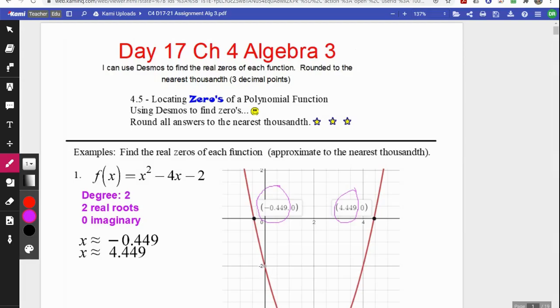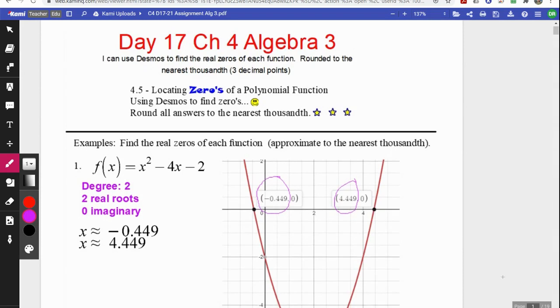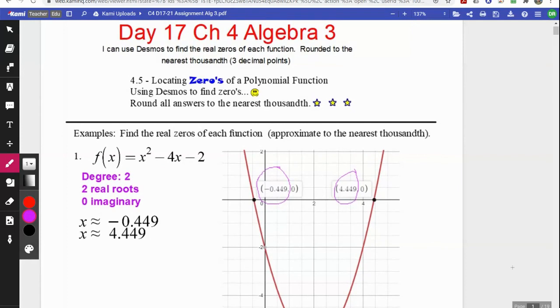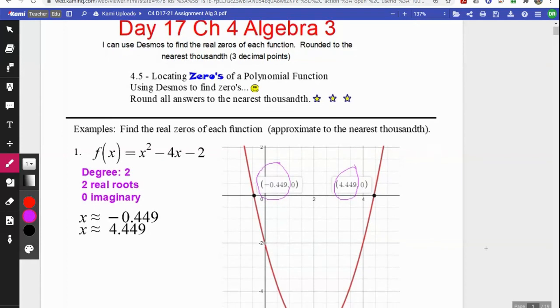Hello, this is a video of day 17, unit 4, or unit 3, but it's chapter 4. This is in line with everything we've been doing with the remainder theorem and basically just finding the zeros, kind of the point of the unit. And we can just straight up use Desmos to do that. So that's kind of what this lesson's about.